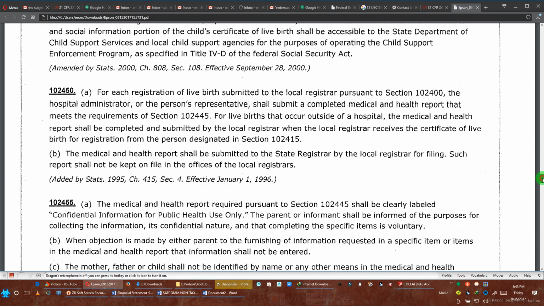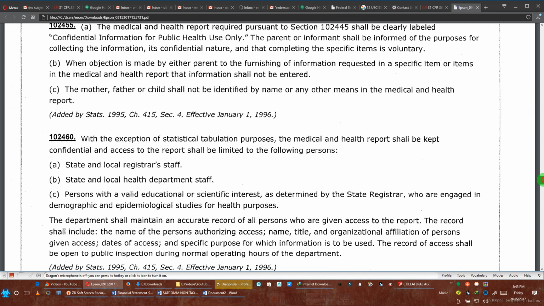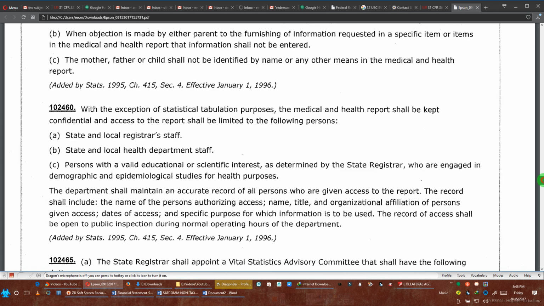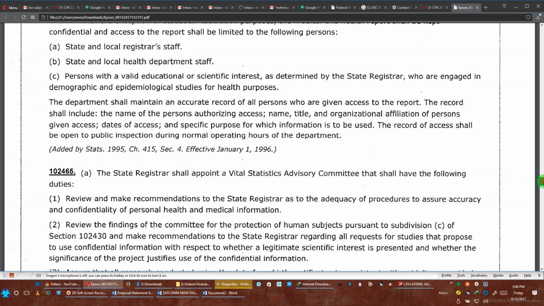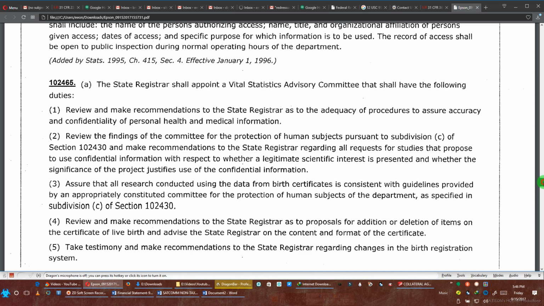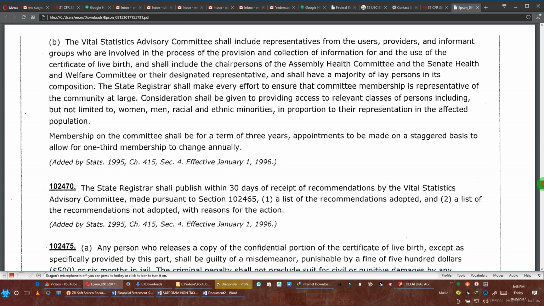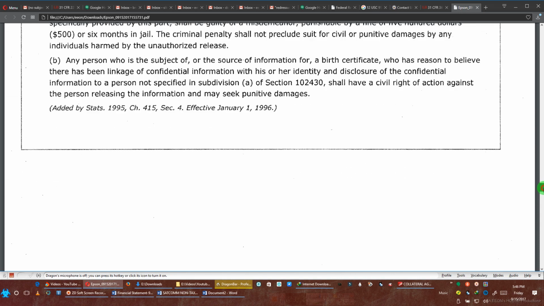For registration of live birth submitted to the local registrar, the hospital administrator, the person. The medical health record required under this section. When an objection is made by the parent for furnishing information requested, an item, report information shall not be entered. The department shall maintain, the state registrar appointed by the statistics committee shall have the following duties. Review, vital statistics. Went too fast. Okay, the state registrar shall publish 30 days. A person who released a copy of the confidential portion of the birth certificate.